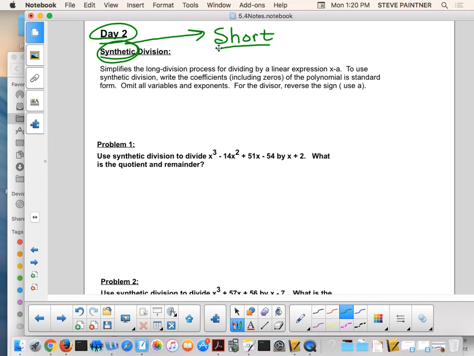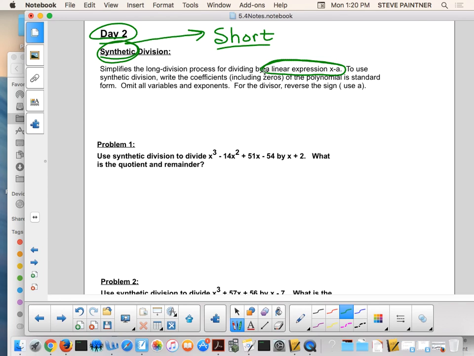Okay. Now, read this paragraph with me, but do me a favor. When we get done reading the paragraph, let's do 2 problems together. Then go back and read the paragraph, because the paragraph will make more sense after you've done these 2. All right, synthetic division simplifies the long division process for dividing by a linear expression, x minus a. So what are you going to divide by?